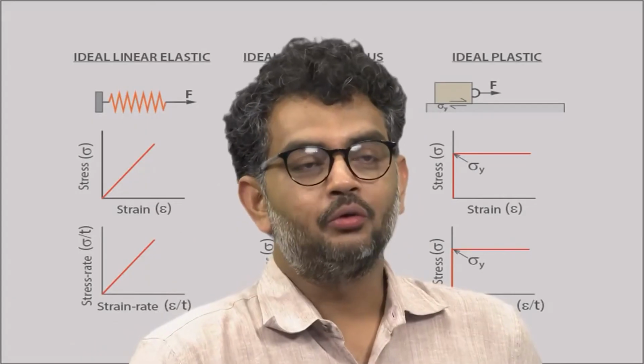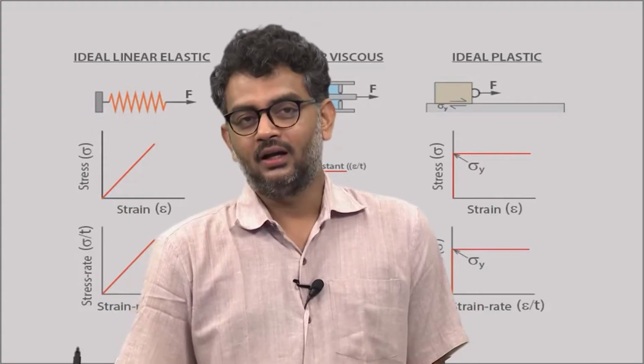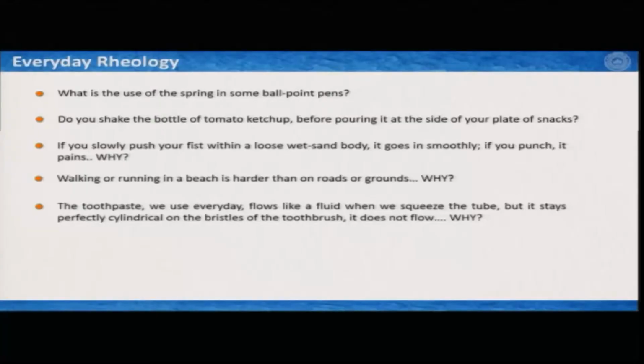Now, another thing that we use every day, particularly in the morning, is toothpaste. When we squeeze the toothpaste, it comes like a fluid from the tube. But when it comes out and we allow it to rest on the bristles of the toothbrush, then it stays, if you do it perfectly, like a cylinder over the bristles. It doesn't flow, it doesn't deform, it remains as a cylinder. The question is why? Why does it not flow, but when you squeeze, it flows very, very easily?